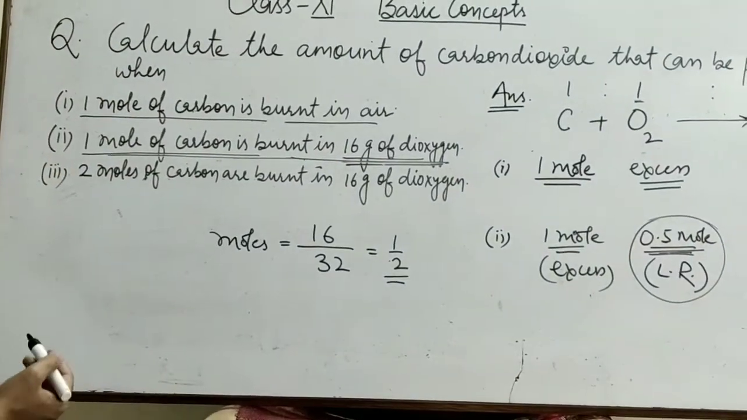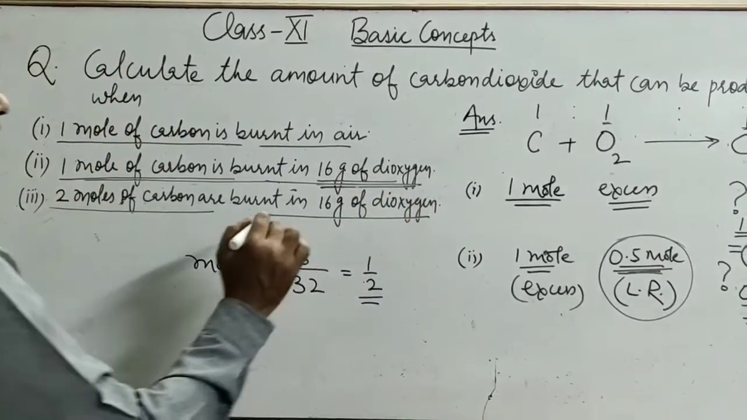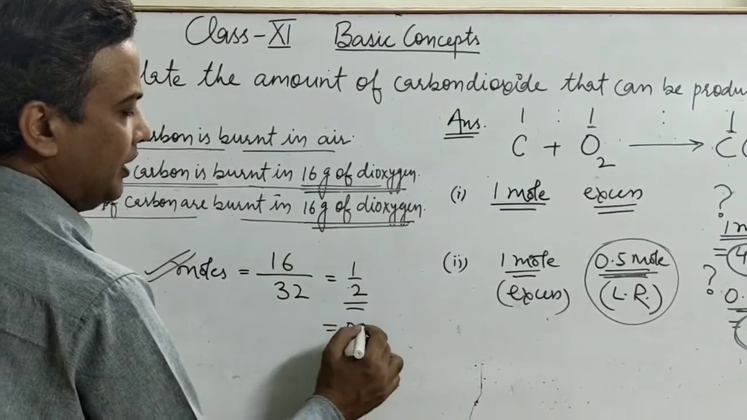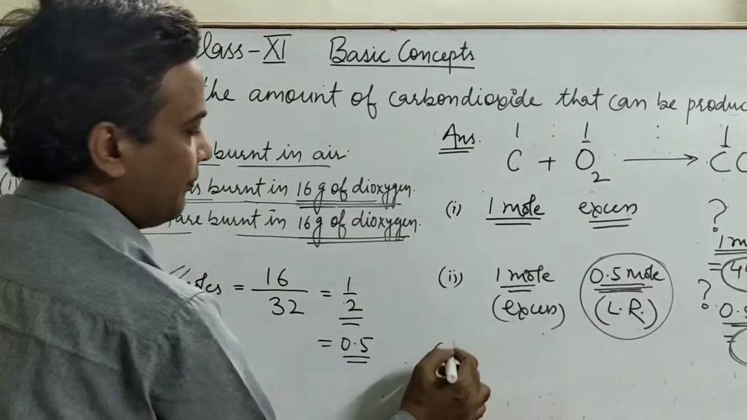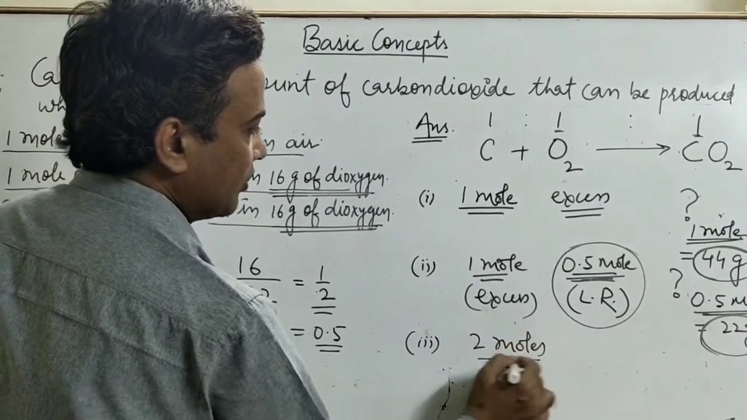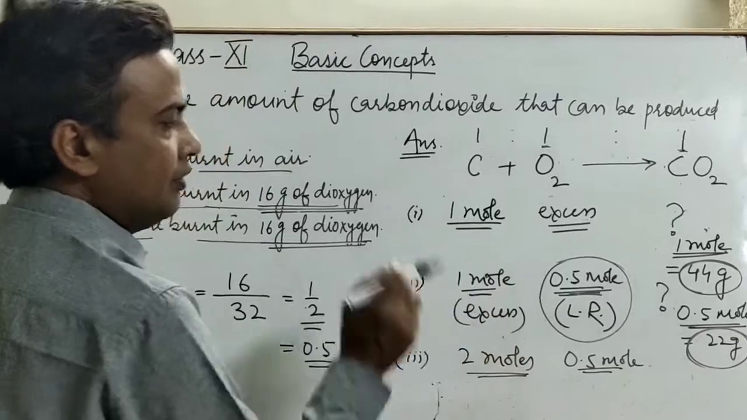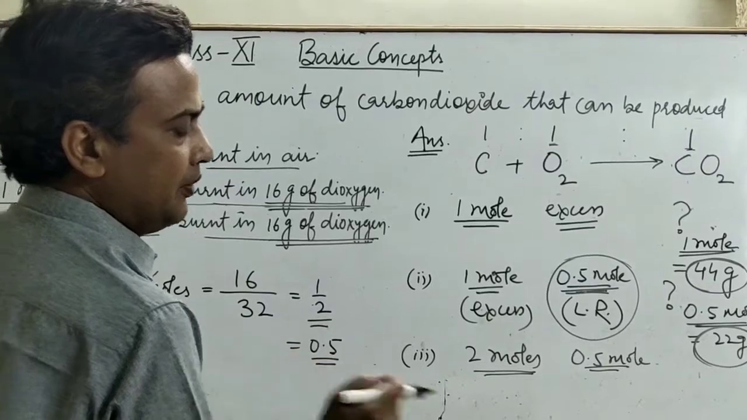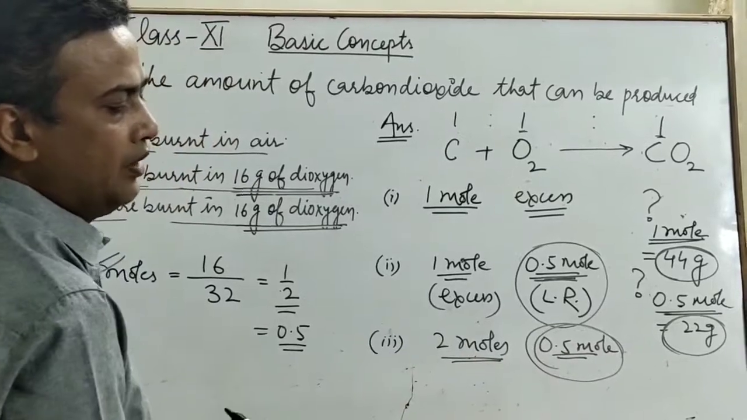Now let's see the third and the last part. 2 moles of carbon are burnt in 16 gram of dioxygen. Again 16 gram of dioxygen means how many moles? 0.5. Half mole means 0.5 moles. But amount of carbon taken is 2 moles. Now we have taken the same amount of oxygen, but carbon is 2 moles and oxygen 0.5 mole. Again, like in case 2, 0.5 mole of O2 requires only 0.5 mole of carbon according to stoichiometric coefficient. In third case also, 0.5 mole of O2 will require only 0.5 mole of carbon.